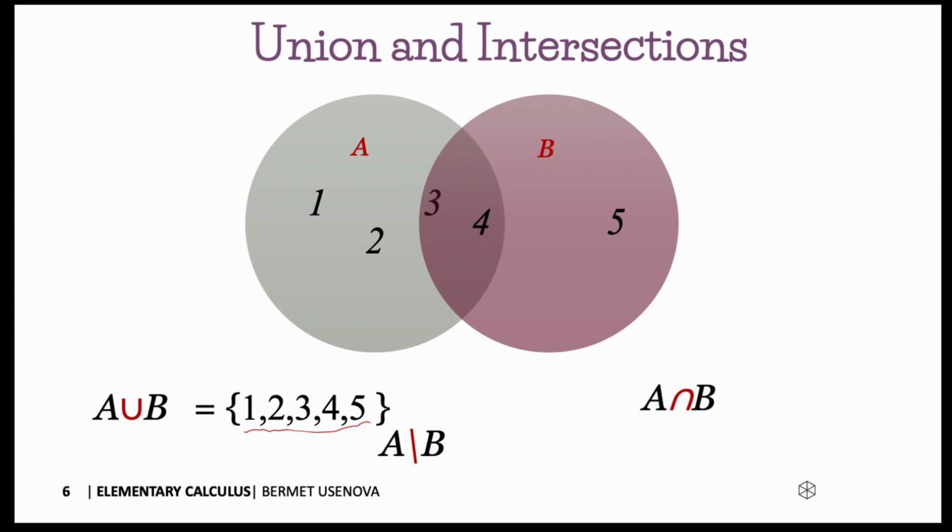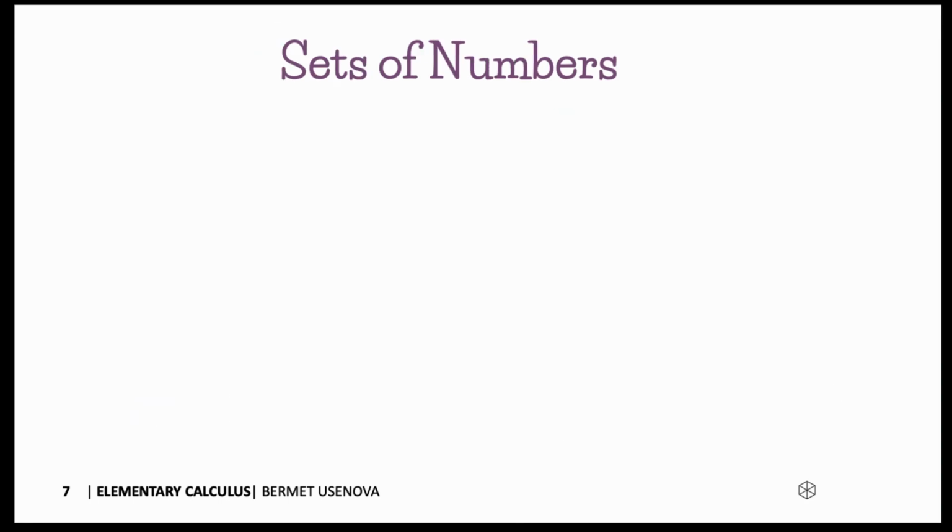Intersection will include numbers that both A and B have in common, which is 3 and 4. And finally, the difference would be the numbers that are present in A without numbers in the intersection with B, which is 1 and 2. I hope everything is clear here and we can move on further.